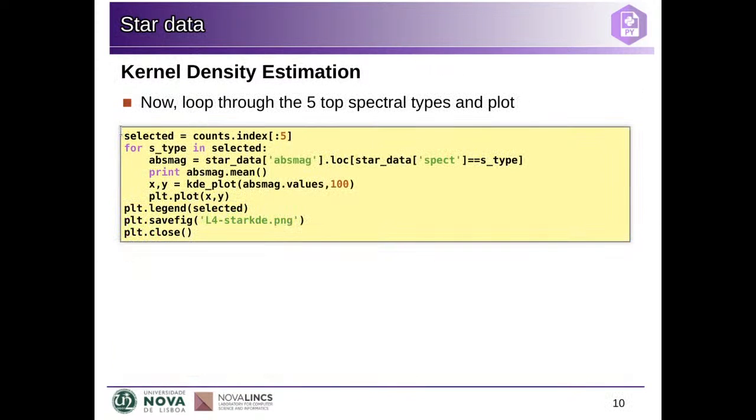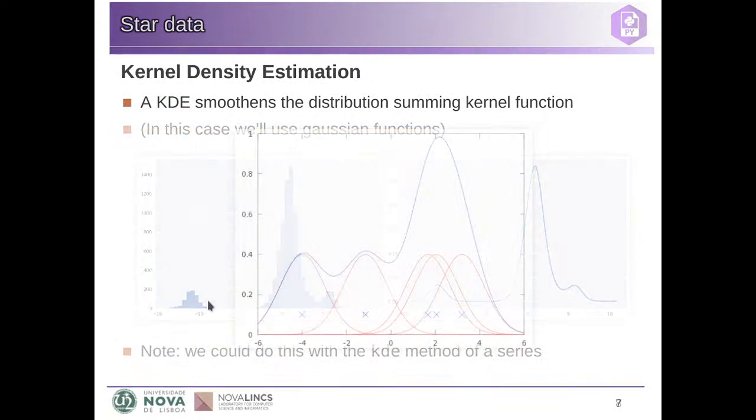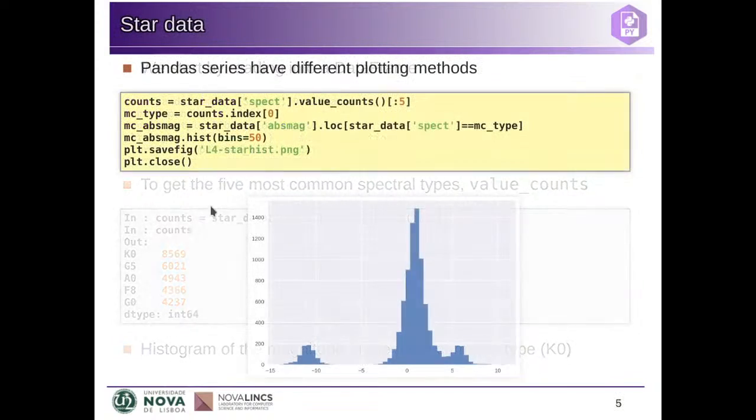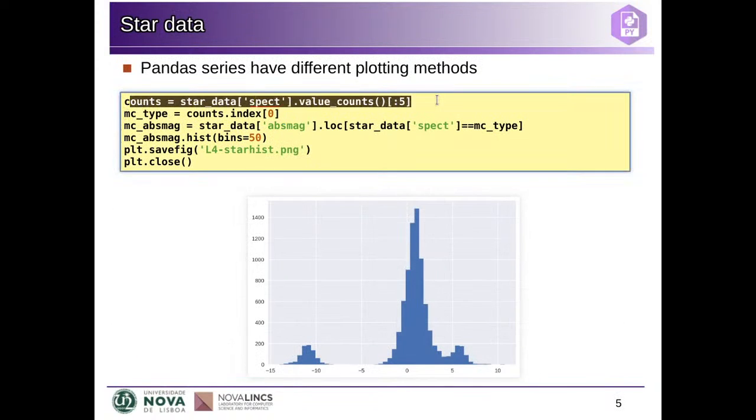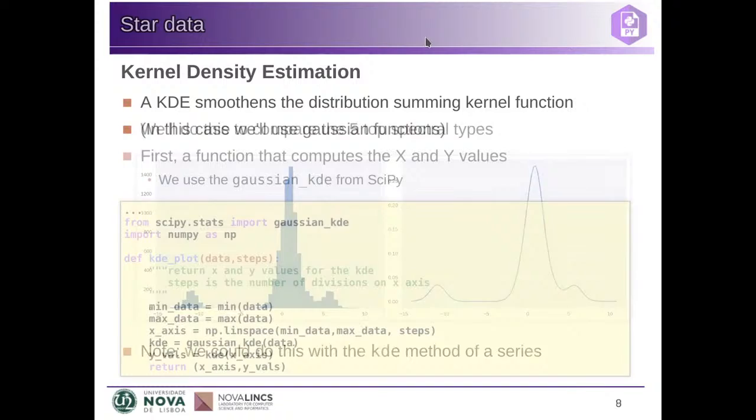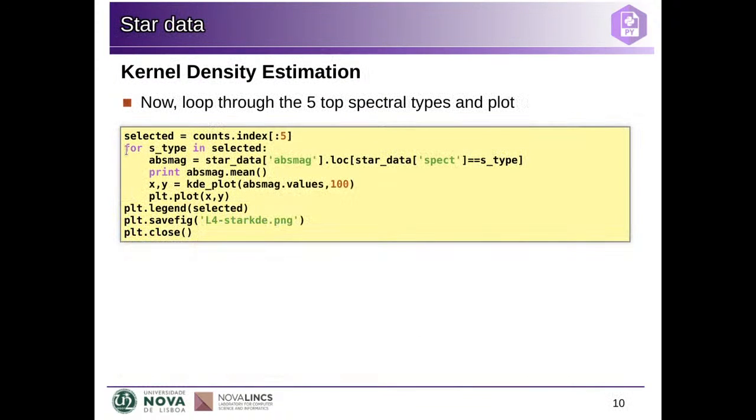And now we're going to use the top 5 most common spectral types that we got from here, from our table. We're going to iterate through these, the top 5. We're going to obtain the values of the absolute magnitude for all stars that have that particular spectral type.